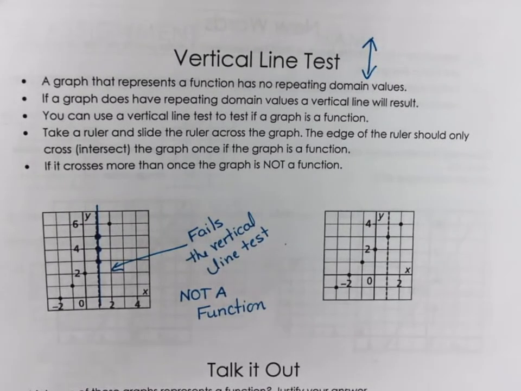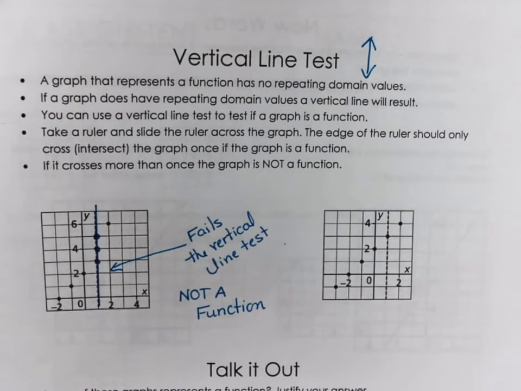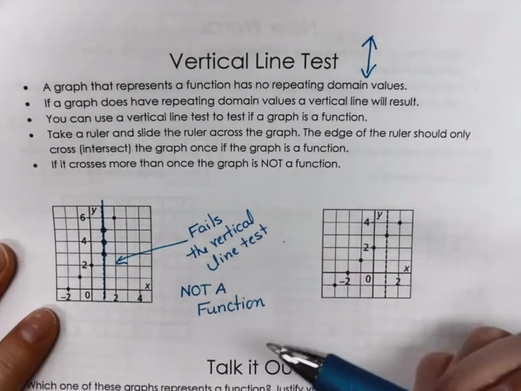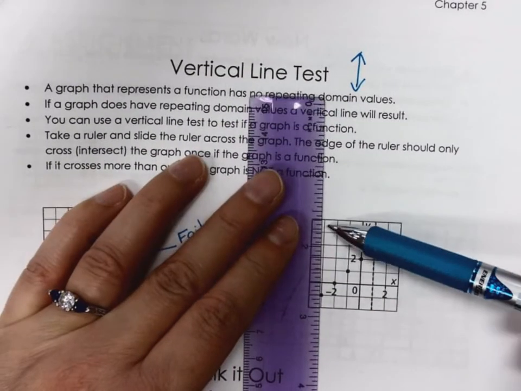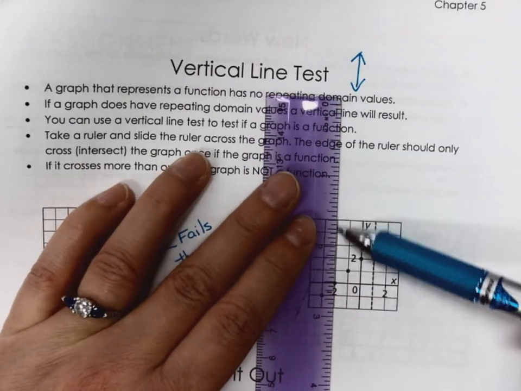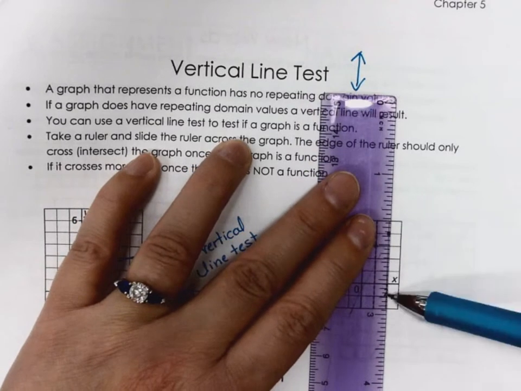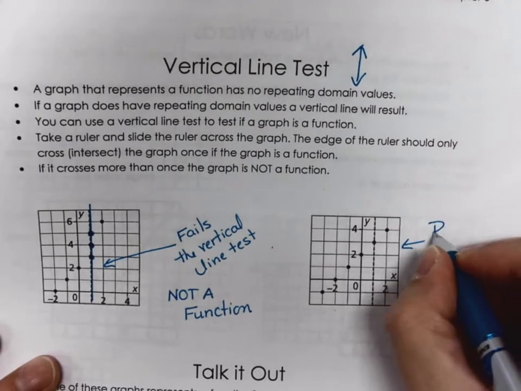So what you're going to see on graphs is values stacked on top of each other vertically. If you see that, you don't need to draw the line, but you can visually see that a vertical line would hit that graph more than once. So if it hits it more than once, which this one does, it hits it 3 times, it fails the vertical line test. If I look at this one, if I put a vertical line here, it passes. If I put a vertical line here, it passes, passes, passes, passes, passes. So if it only passes through it once, this one passes the vertical line test.